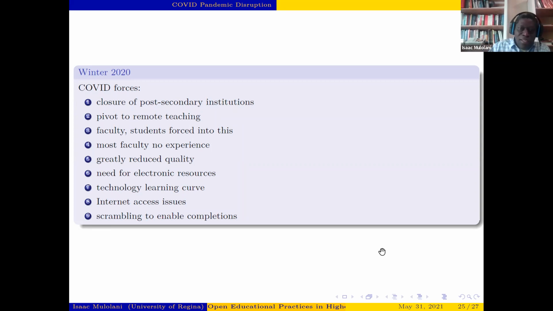But the main thing is that when we had to go remote, and you think about this, in Canada we have about 280 universities and colleges, and in the US it's close to 4,000. Every one of those closed, and everybody had to find electronic resources so students could keep learning. So that's a major, major shift.